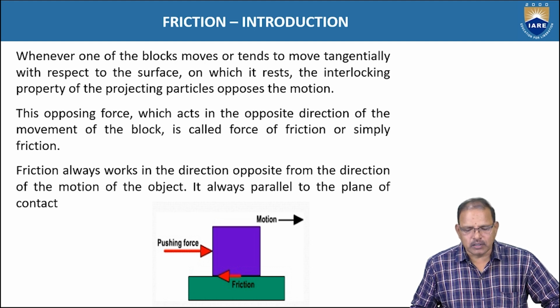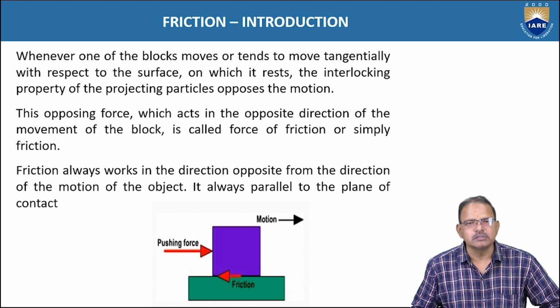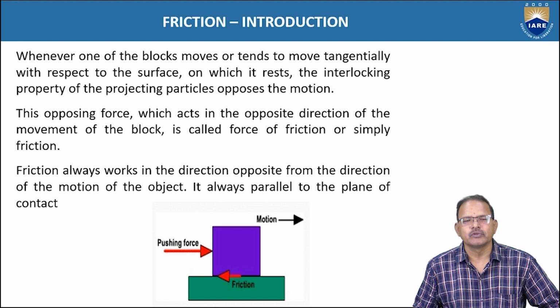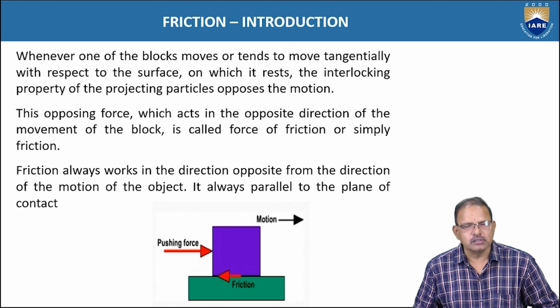When any one of the blocks moves or tends to move tangentially with respect to the surface on which it rests, the interlocking property of projected particles always opposes the motion. The opposing force which acts in the opposite direction in which the body tends to move is called force of friction. Simply, it is called friction.